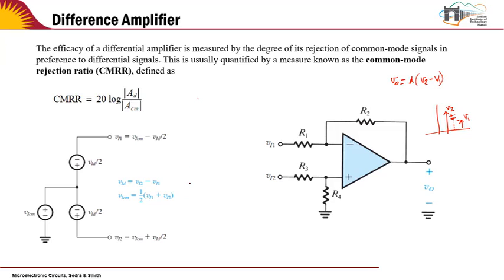so if I use this system, then I can write the output as some differential gain into the differential signal, AD into VD, plus the common mode gain into the common mode signal, VICM. So you can work this out as an exercise to see how I can rewrite the output in terms of the differential and the common mode signals, and the ratio of the differential mode and the common mode gain, that's called the common mode rejection ratio. That means how well am I able to reject the common mode signal.